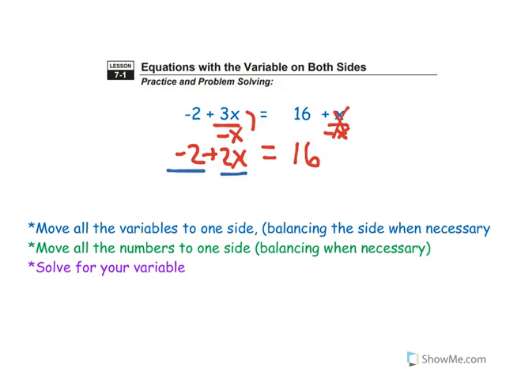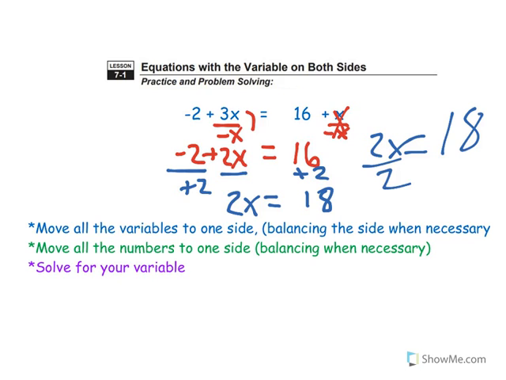We want to solve for x, so we have to get rid of the negative 2 over here. How do we do that? We add 2, and then we add 2 on this side, so we have 18, and we have 2x left. And so we solve now for x. Divide both sides by 2, going to rewrite it here. X equals 9.